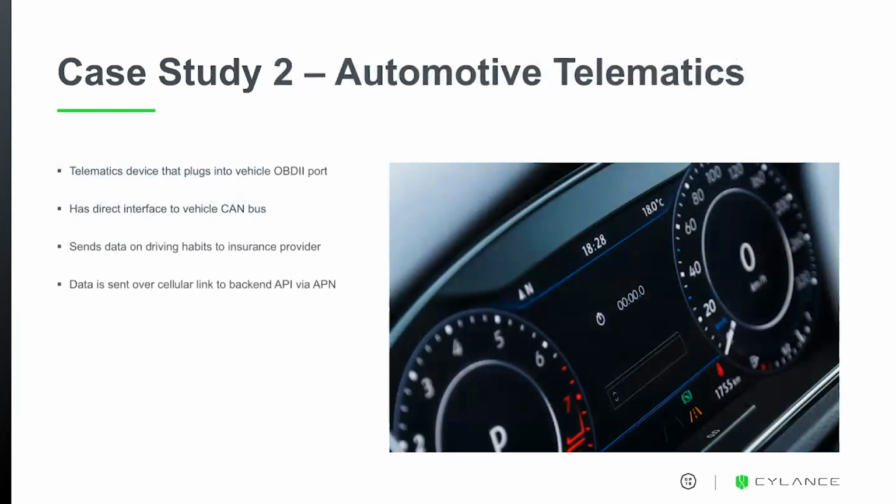So the second case study here is a case of automotive telematics. This is a device that plugs into a vehicle OBD2 port. It's one of those devices your insurance provider gives to you to monitor your driving habits and spy on how good you're driving or how badly. Thusly, it has direct interface into the vehicle CAN bus, and we found that it communicates over a cellular link to a backend API via an APN, and I'll talk about an APN and what that is in a second.